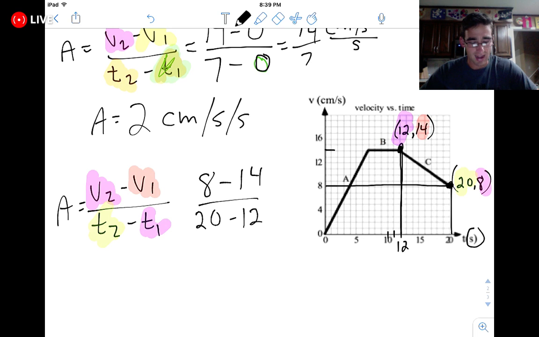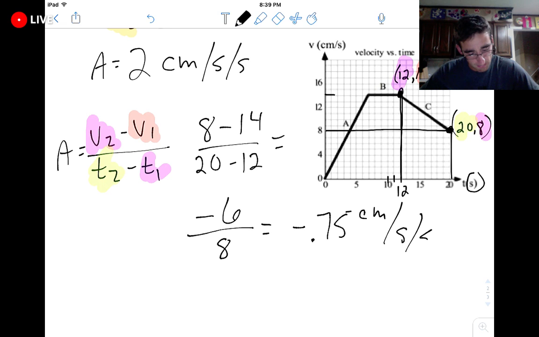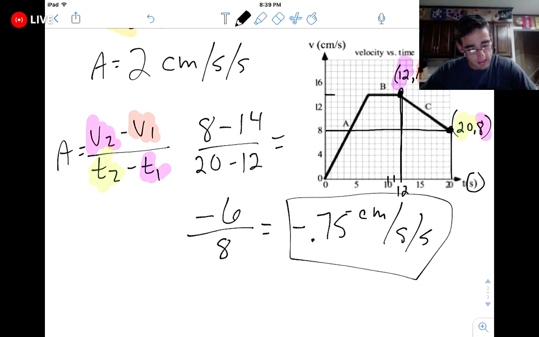So now I've got 8 minus 14. Now that, folks, is negative 6. And 20 minus 12 is a positive 8. You could punch this in your calculator, you could reduce it, but what we're going to end up with is negative 0.75, and that's going to be centimeters per second squared. And we know that it's got to be negative because this line here is downhill.